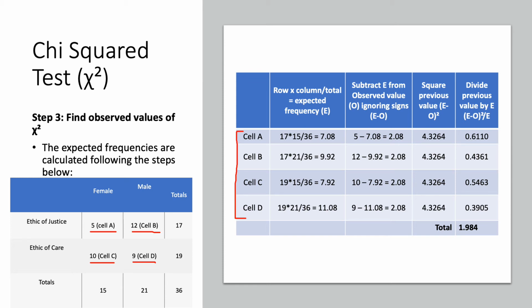What we do is we find the total number of people who base their moral decisions on ethic of justice, which is 17, and we times that by the total number of females. So that's how we get 17 times 15. Then we divide it by 36 because that's the total number of all participants. And we get this expected frequency of 7.08. So then what we want to do is E minus O. So we subtract the observed value from E. The observed value is 5, and that gives us 2.08.